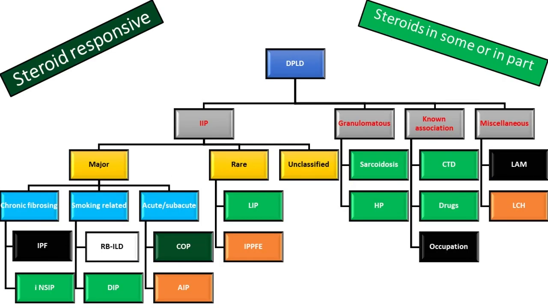Then you have steroid responsive DPLDs, which you see in green marked here. And the one in the dark green is the cryptogenic organizing pneumonia. Again, I did not talk in depth about organizing pneumonia, but I gave the clinical picture. But here what you have is intraalveolar fibrotic plugs, which are called Mason bodies. You might have heard of it somewhere. These come and block the alveolar duct and there is distal consolidation. And when it does not have an etiology, which we discussed, it is called cryptogenic organizing pneumonia.